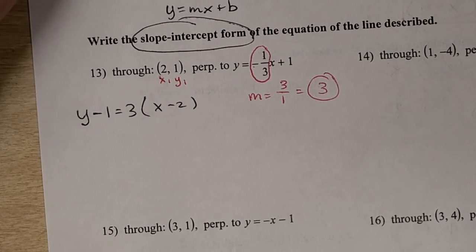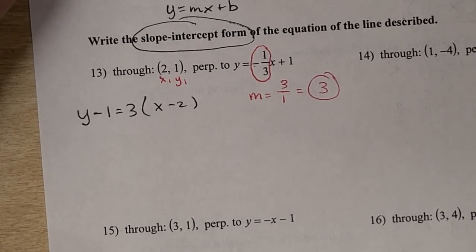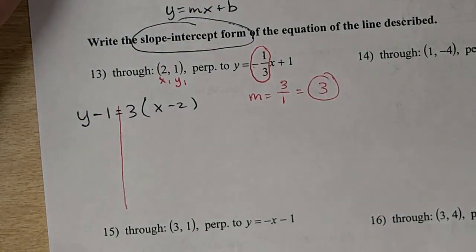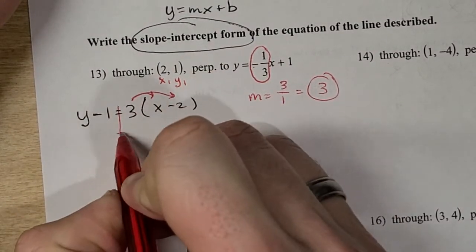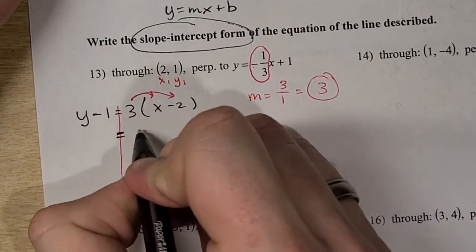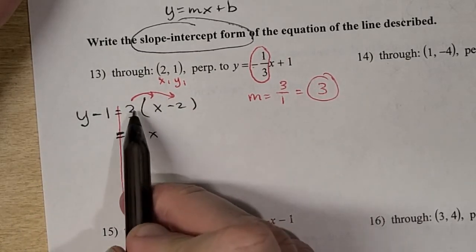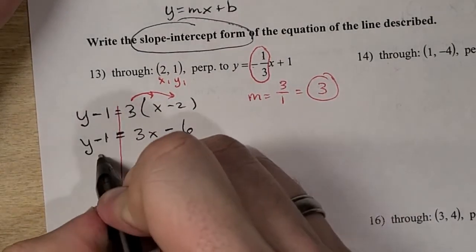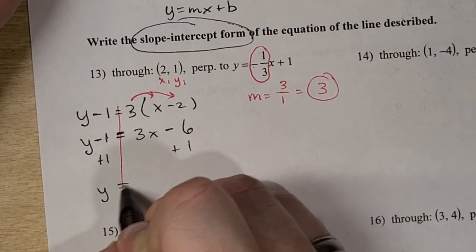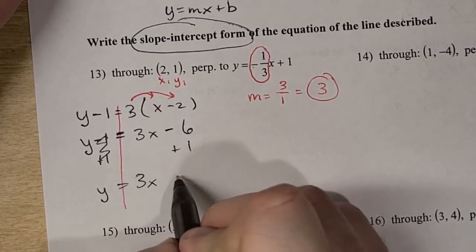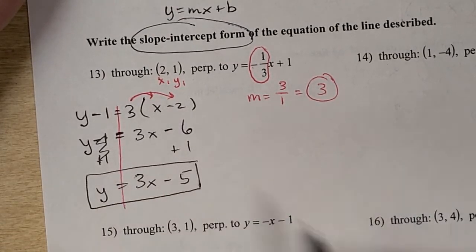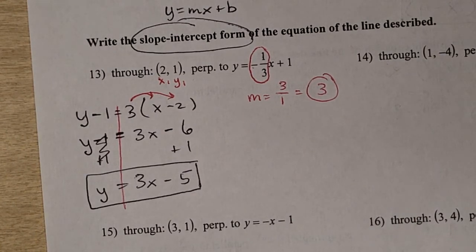Now that's what it looks like in point slope form, but we don't want point slope form. We want slope-intercept form. So I'm going to solve for y. I'm going to distribute this 3. Keep my colors consistent. 3 times x is 3x. 3 times a negative 2 is a negative 6. And then I'm going to add this 1. This goes away, and I get 3x. Let's see, negative 6 plus 1 is a negative 5. There it is. So 13 final answer is y equals 3x minus 5.